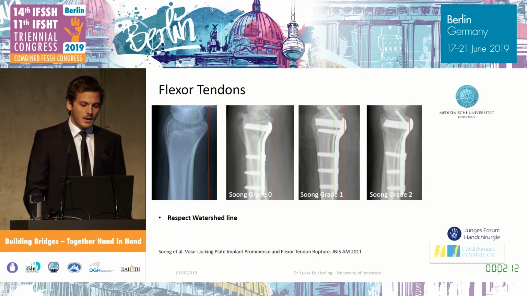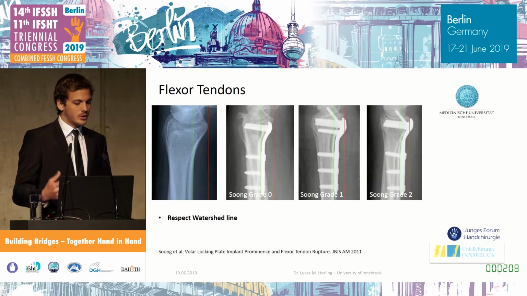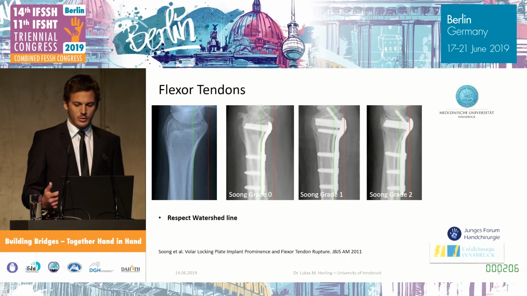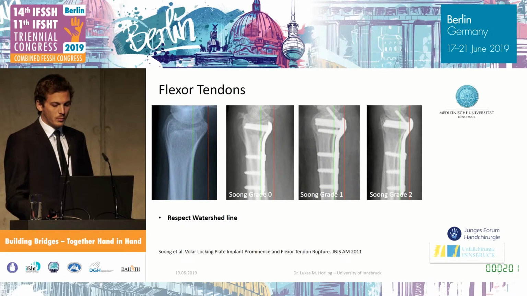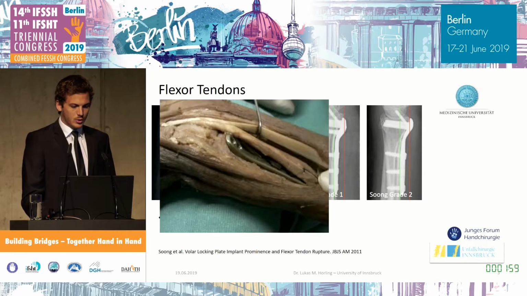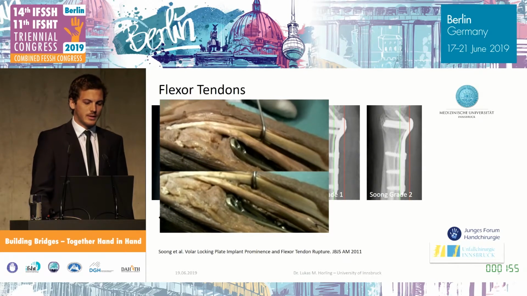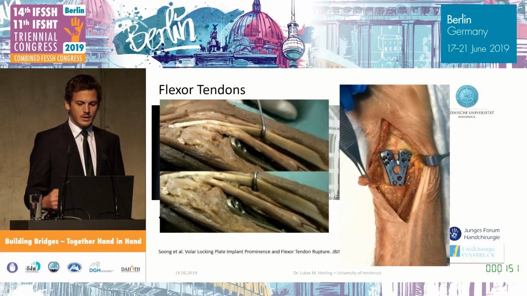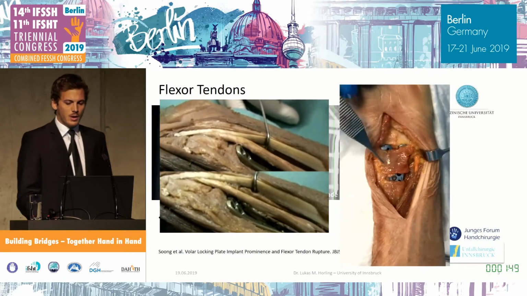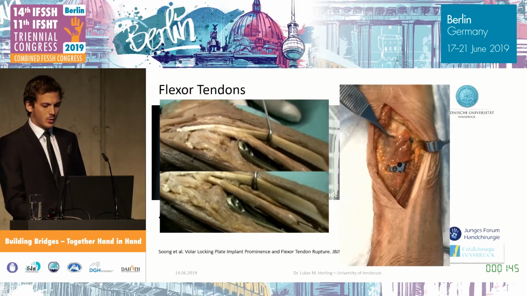When this is not possible, for example, due to the fracture configuration, and we end up with a zone grade 1 or zone grade 2 configuration, we strive for early plate removal within 3 months. In this short video, we can see how a distally placed plate can irritate the flexor tendon. Here we see how we try to cover the distally placed plate with the pronator quadratus muscle in order to protect the flexor tendon until bone healing.